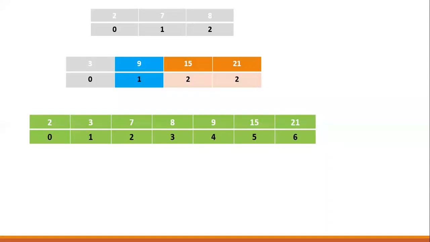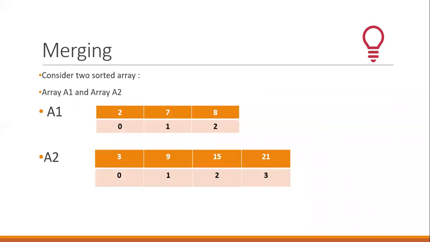Again, students, okay. So this is what we have achieved: we were having two arrays, we merged them, and the third array is also a sorted array. If you see the elements of the third array, students, 2, 3, 7, 8, 9, 15, 21, which are sorted. Let's again see what has happened. Okay, there were two arrays. The first array was having elements 2, 7, 8. The second array was having elements 3, 9, 15, 21.